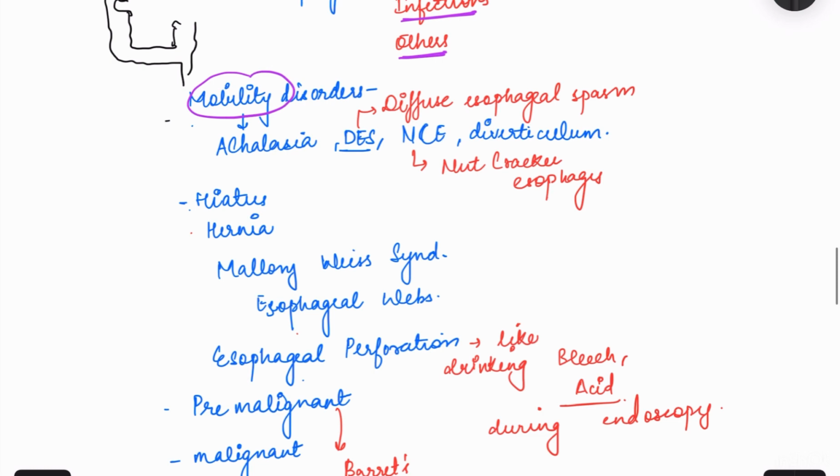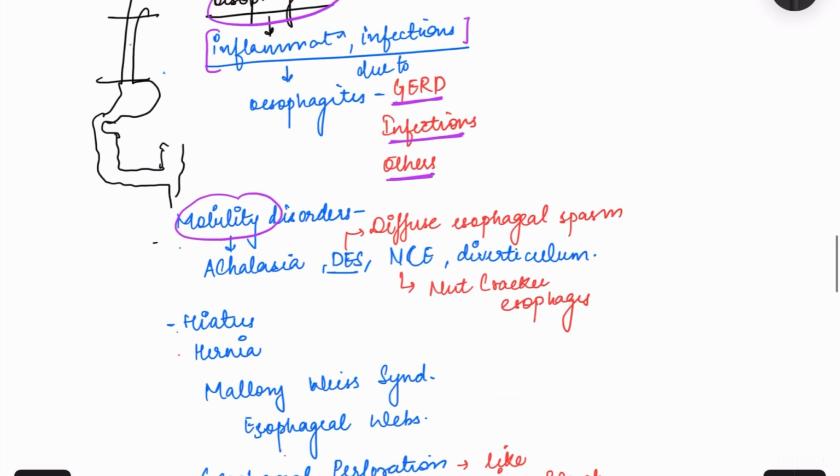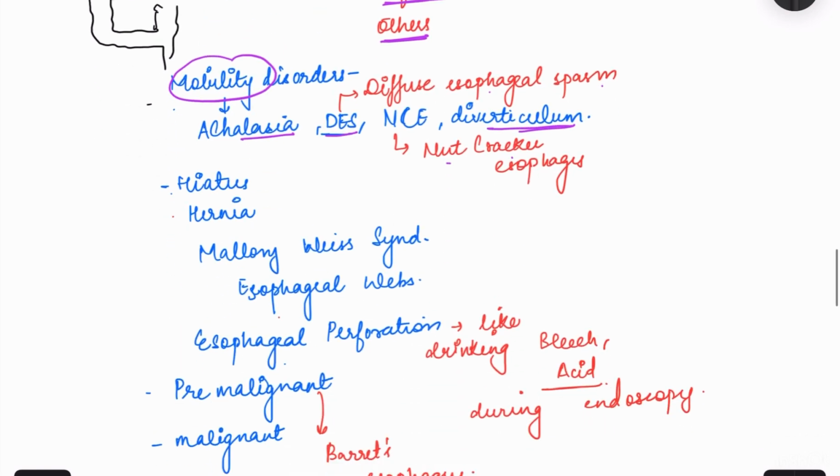Next are motility disorders, in which the food cannot pass to the lower stomach and is stuck in the esophagus, like achalasia cardia, DES, which is diffuse esophageal spasm, nutcracker esophagus, and diverticulum.